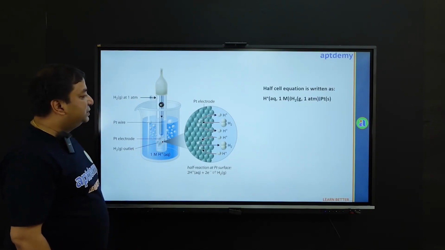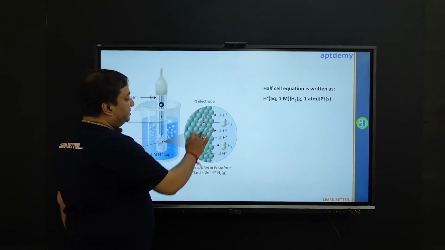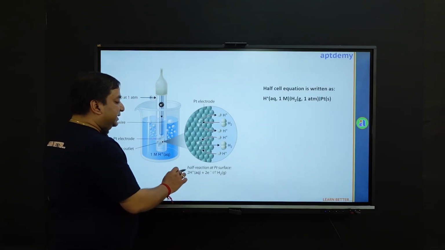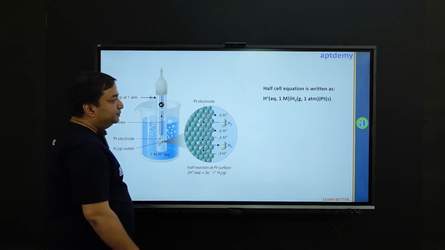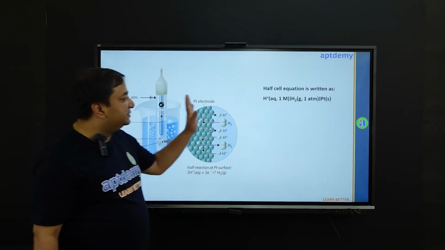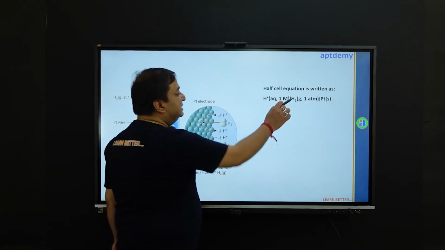platinum black for the reaction to occur, and as we can see in an enlarged picture, on the surface of the platinum electrode, the half reaction that is occurring is 2H plus aqueous plus 2 electrons, reversible arrow, giving you H2. Now if you want to write this half reaction in this format, there is a method I am going to discuss. What is the meaning of these?